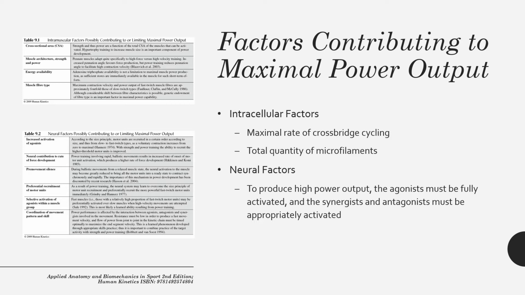So if we want to produce high amounts of power, our agonist muscles must be fully activated. So we have to get a very good, strong nerve signal to these. And our synergists, which are our helpers, and our antagonists need to be appropriately activated. So those muscles that run counter in terms of the antagonist have to provide a stable base for us to push off of for our agonist muscles, and our synergists have to be in good locations for support. Anytime we're going to have overactivation of an antagonist or a synergist muscle, we are going to decrease our power output.